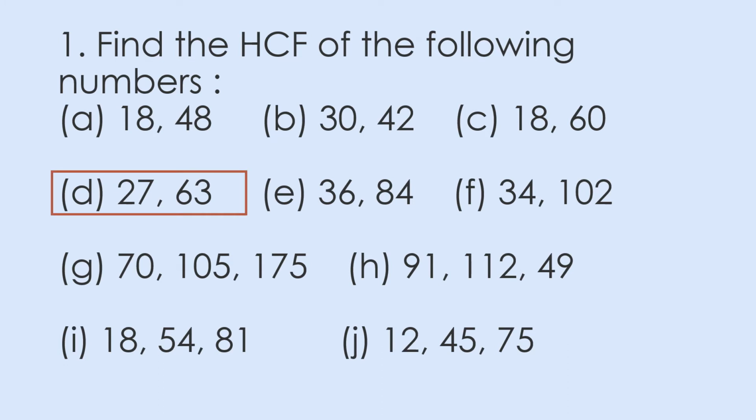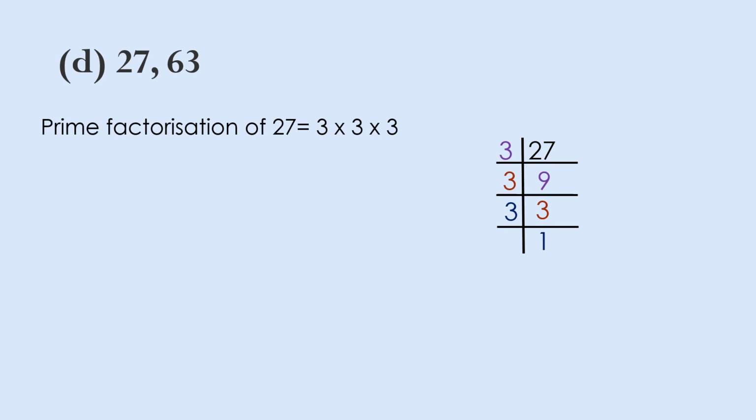Next question is 27, 63. 27 is not an even number, so we can start from 3. 9 threes are 27, 3 threes are 9, 3 ones are 3. So 3 into 3 into 3 is the prime factorization of 27.